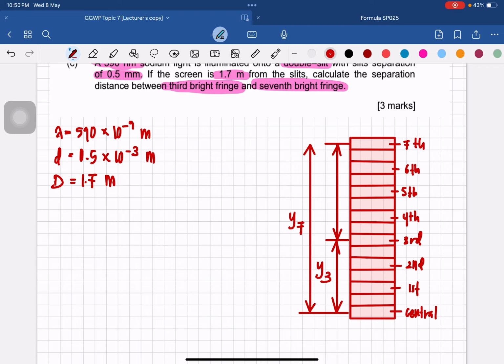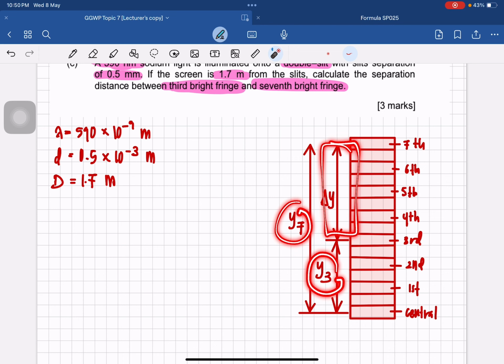I'm just going to call it, should I call it delta y? Then delta y is the fringe separation. Okay, delta y. So we actually want this distance here. So in order for us to calculate this distance, we have to find this distance minus this one in order to get delta y here.